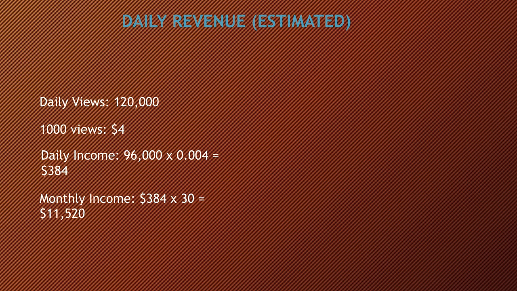Daily views is currently 120,000, and monetized playback is 80% of daily views. So 80% of 120,000 is 96,000. And the reason I chose 80% is because I noticed that for my own YouTube channel, 80% of my views were actually monetized. And a monetized playback is just whenever you see ads on a video, then you know that the video is monetized.